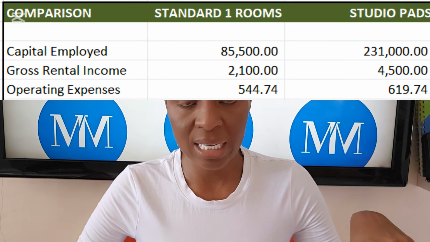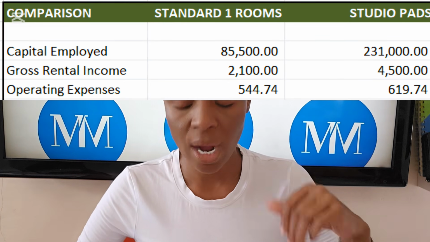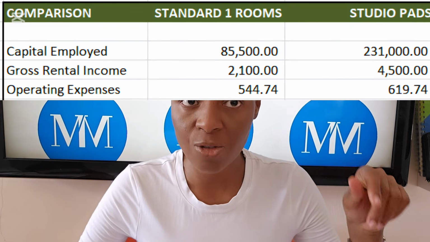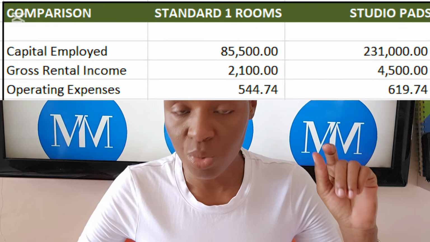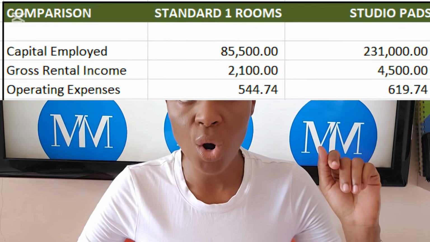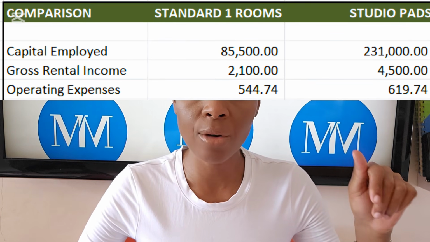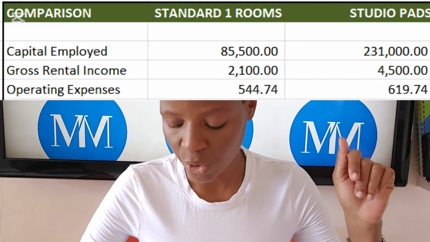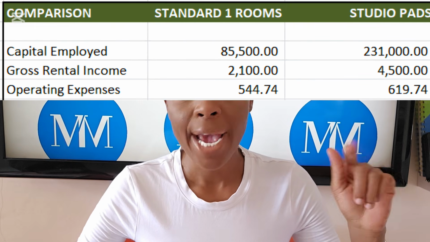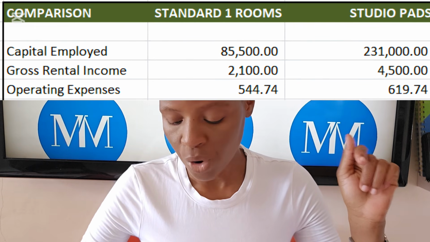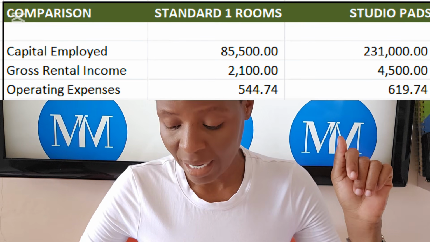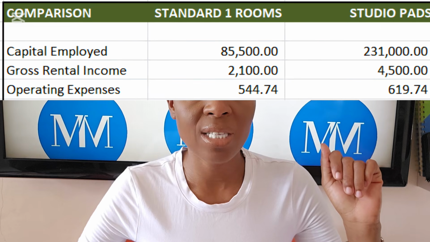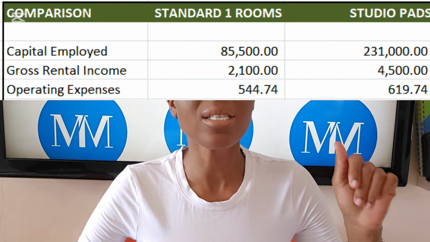That's our operating expenses. We look at the studio pairs. What are our operating expenses there? A total of 619 pula, 74 thebe. What is this 619 pula made up of? It's made up of water, 150, which is 50 pula per unit, and the 94 pula, 74 thebe that goes towards cleaning and garbage collection. And there we've also made a provision for sewage collection. That is 375 for sewage collection, a total for the block. So that will give us the 619 pula, 74 thebe. That is our operating expenses.